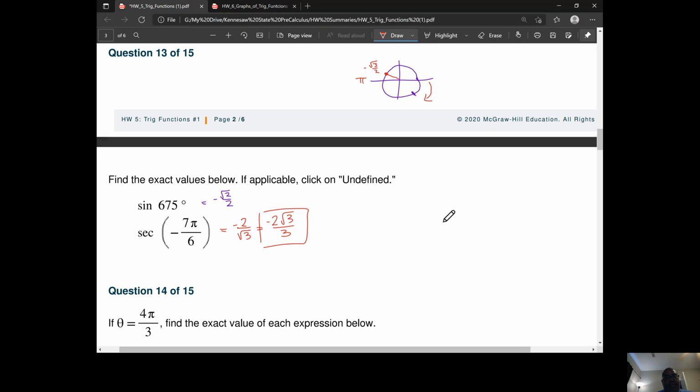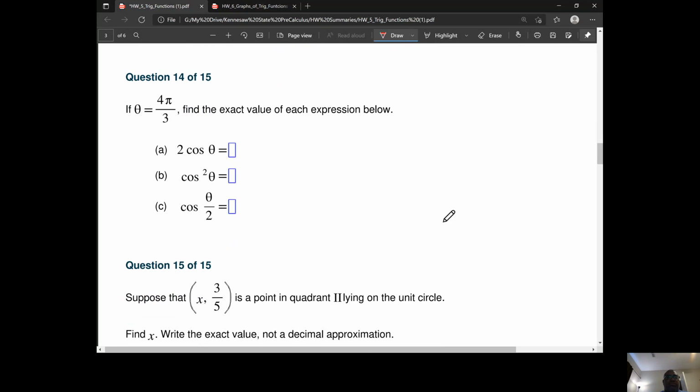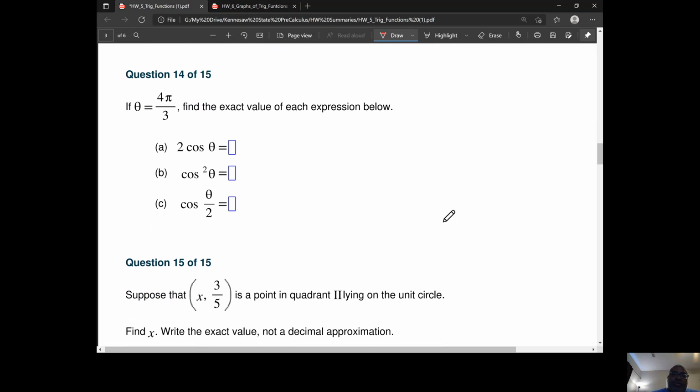All right, let's continue. If theta is 4 pi over 3, you notice, that looks terrible. Try to do a little better. That looks more like an egg than a circle, but whatever. All right, 4 pi over 3. 4 is 1 greater than 3, so we are right here. And this point is negative 1/2, negative root 3 over 2.